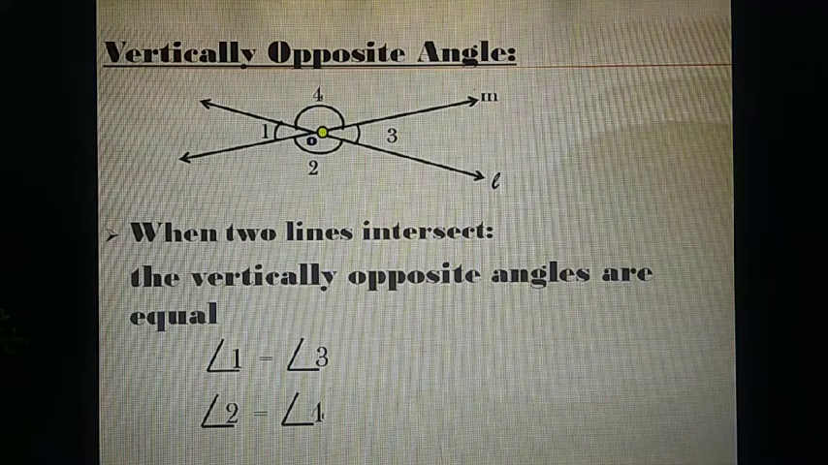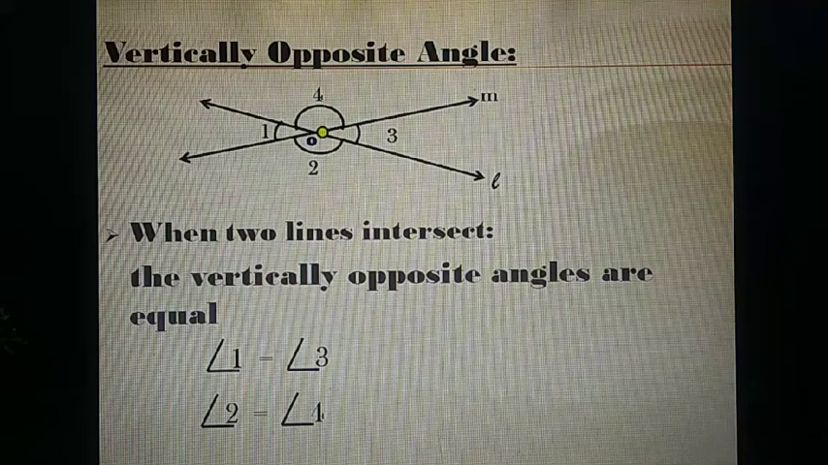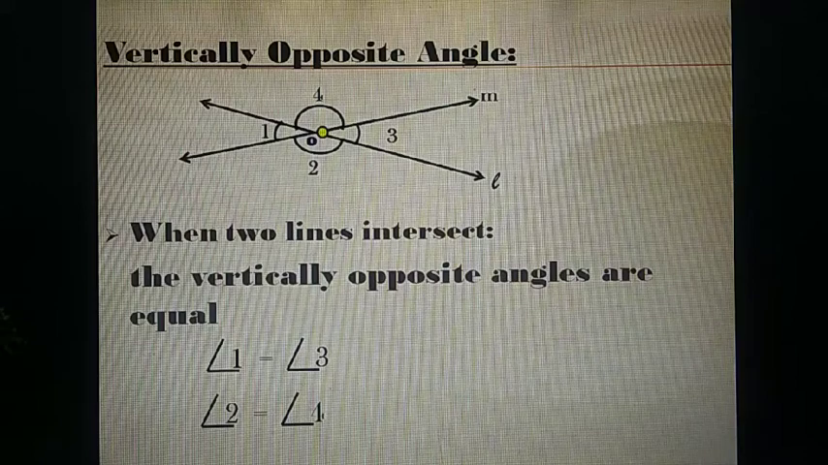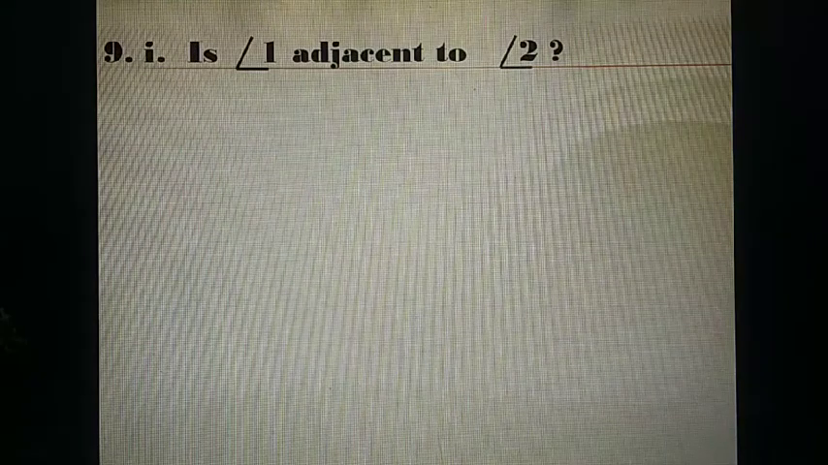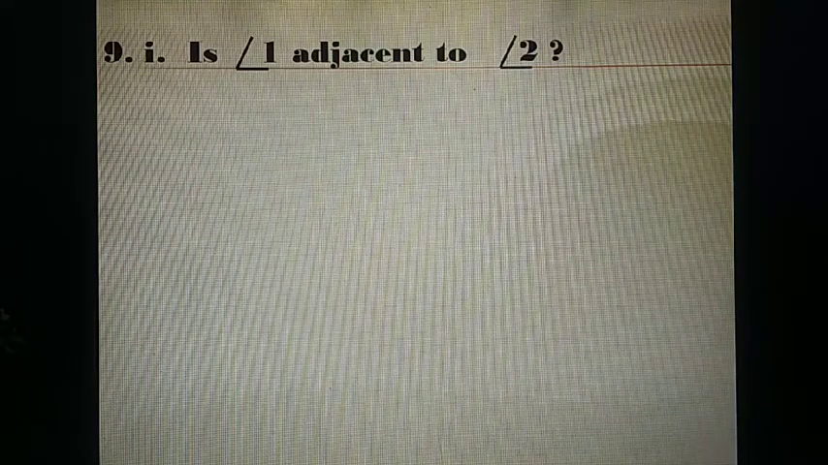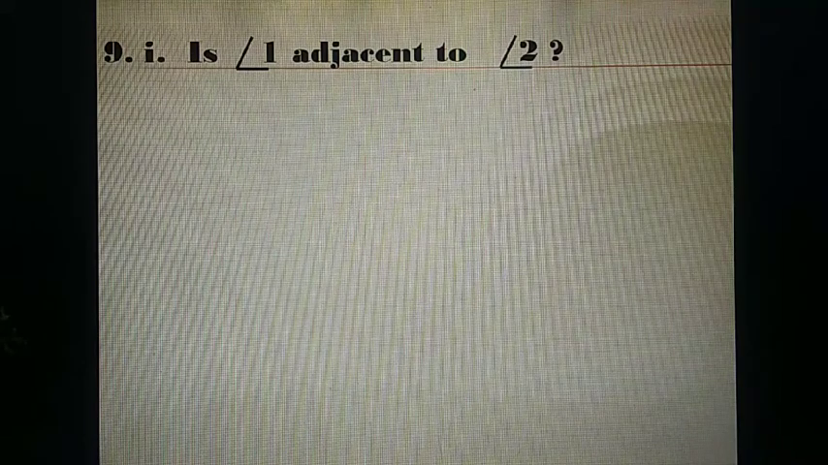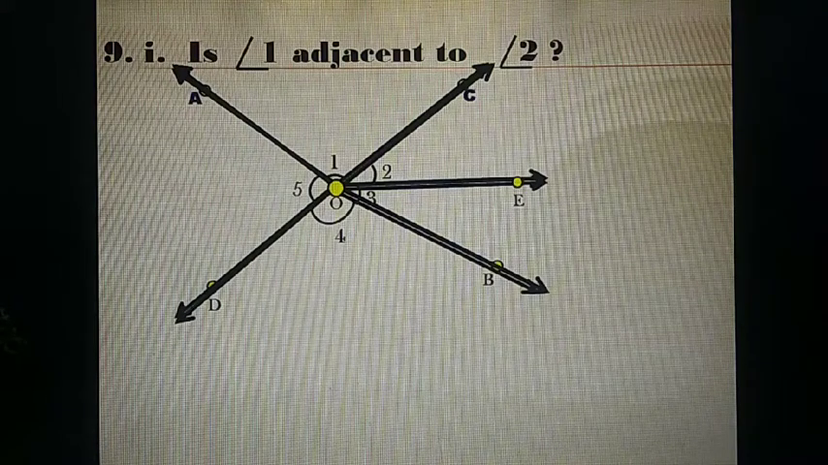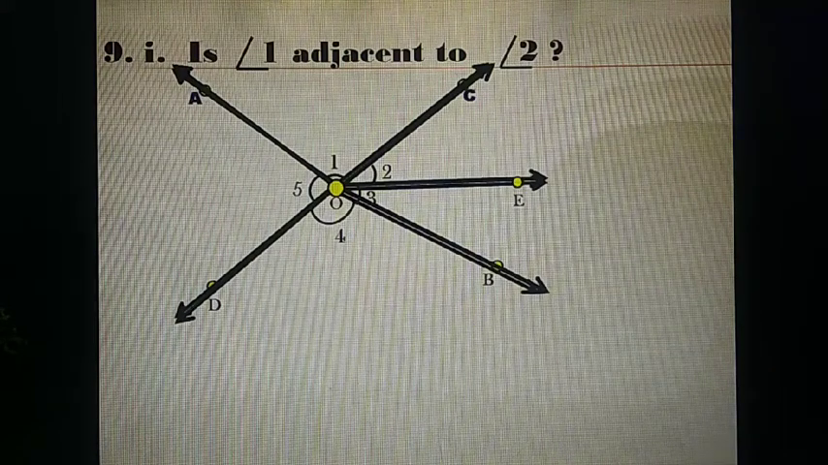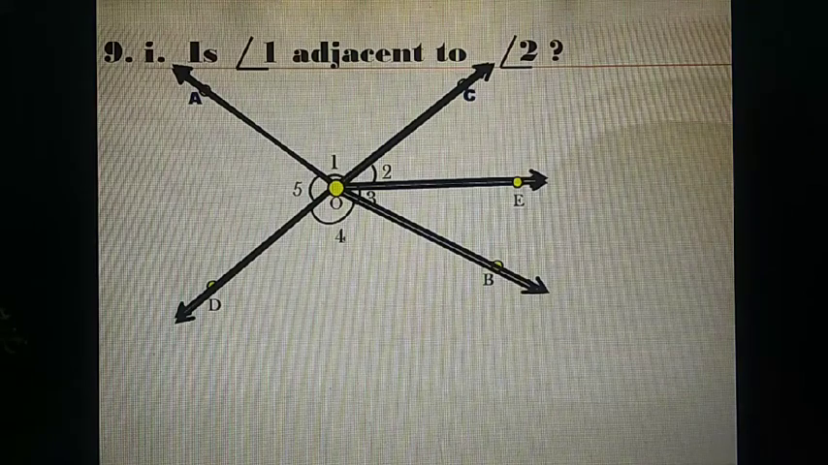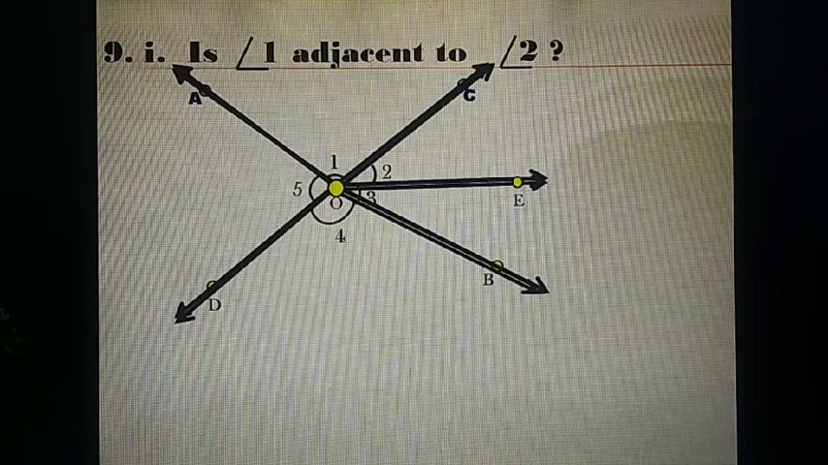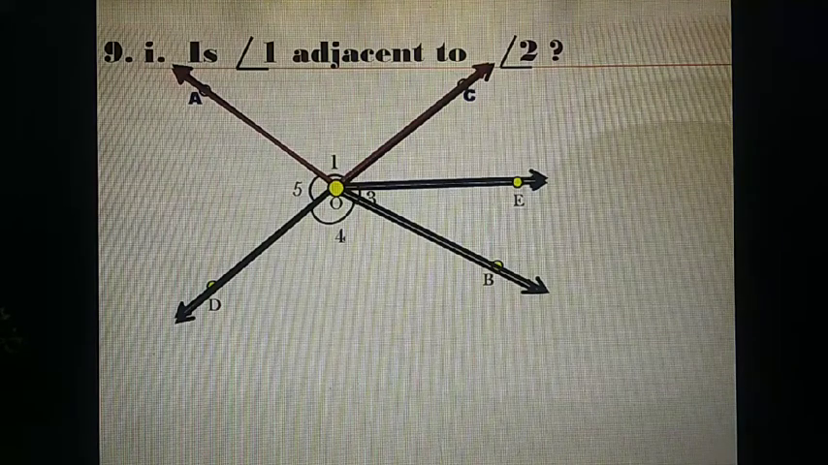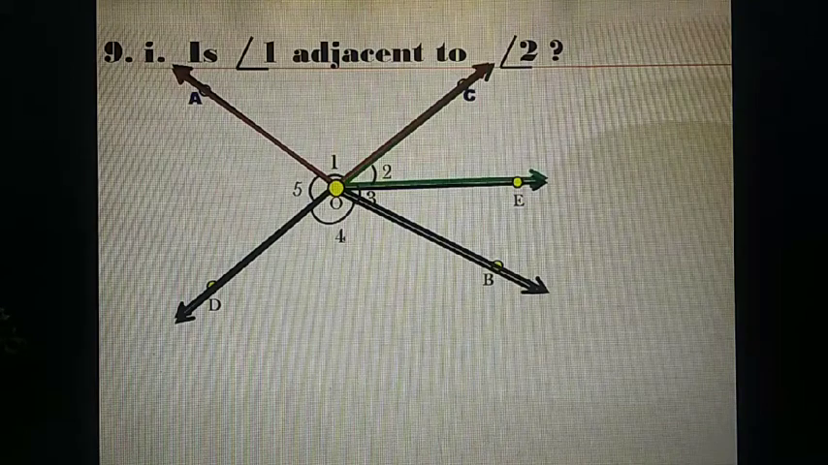Moving to the second part of exercise 5.1, which is based on these three concepts. Question number 9. Is angle 1 adjacent to angle 2? A diagram is given to you. Now, in this figure you have to check whether angle 1 is adjacent to angle 2. What I will do is, I will trace both the angles with different colors. Here I am tracing angle 1 first and then angle 2.